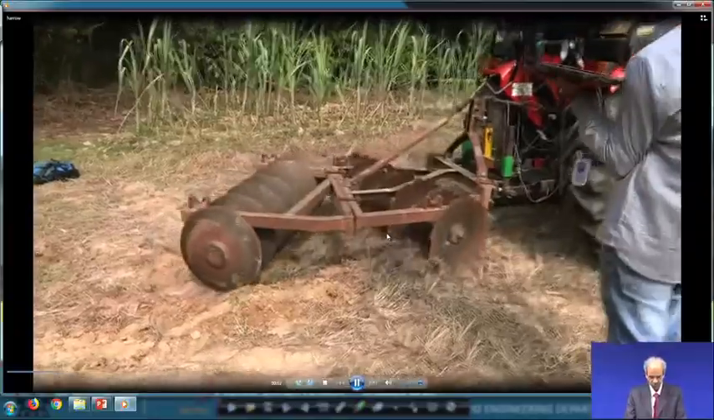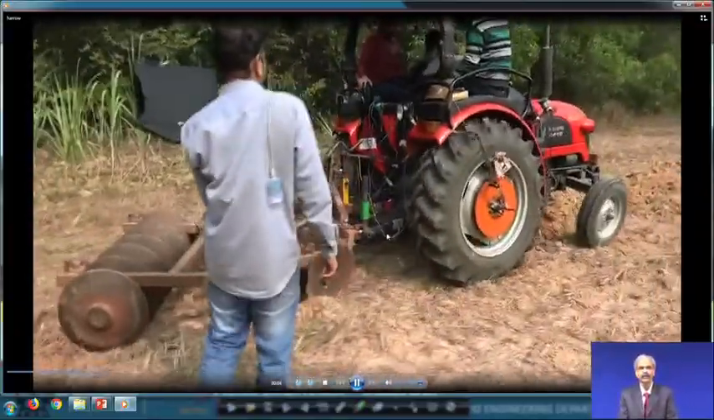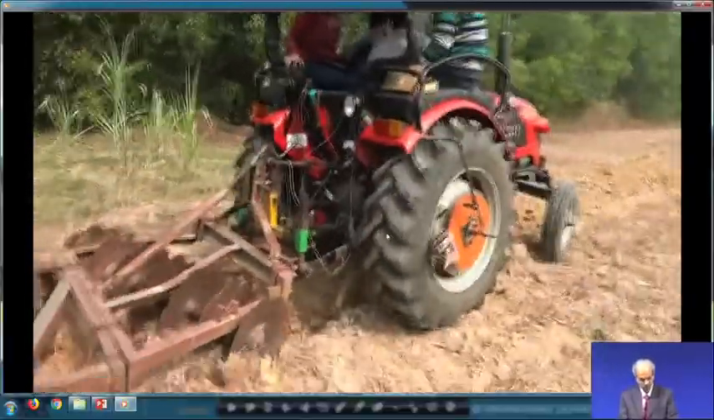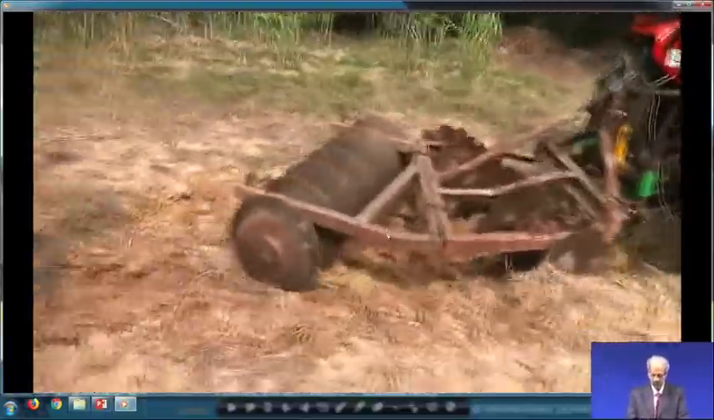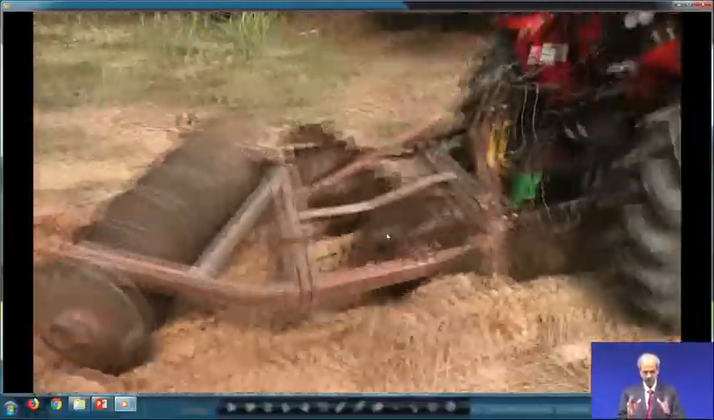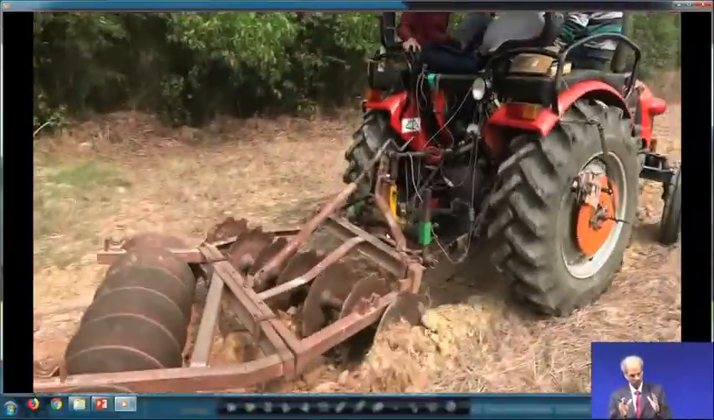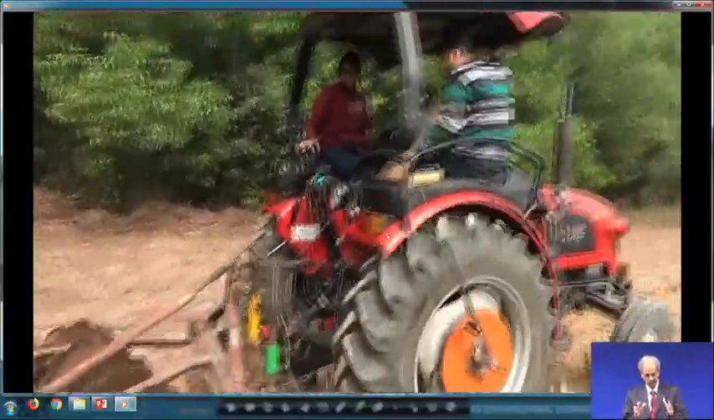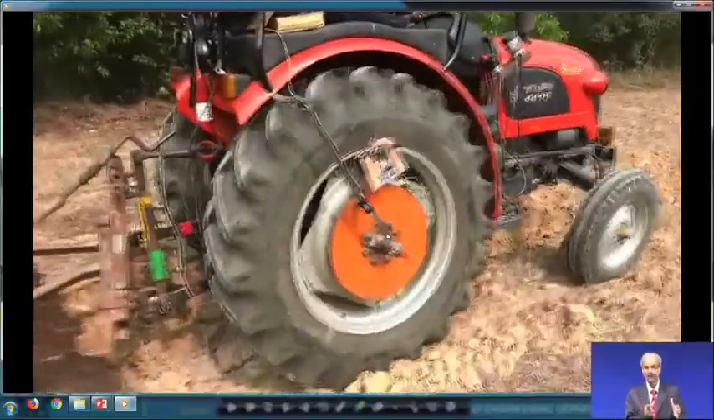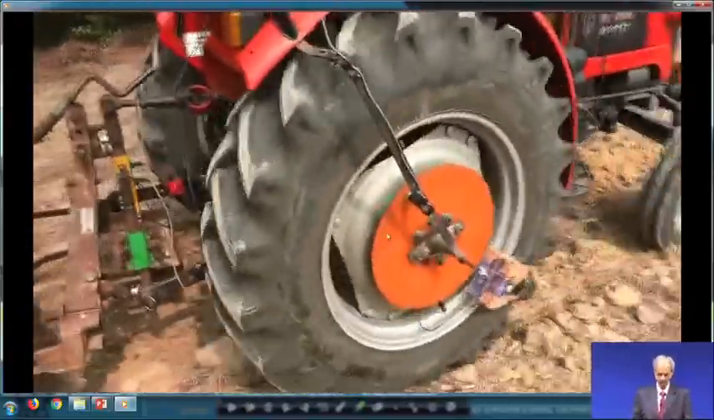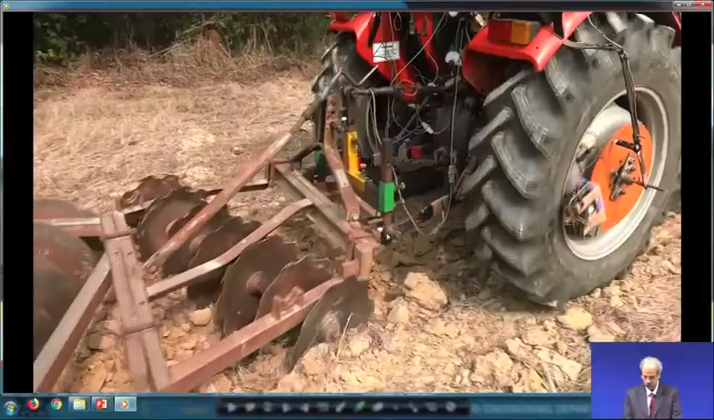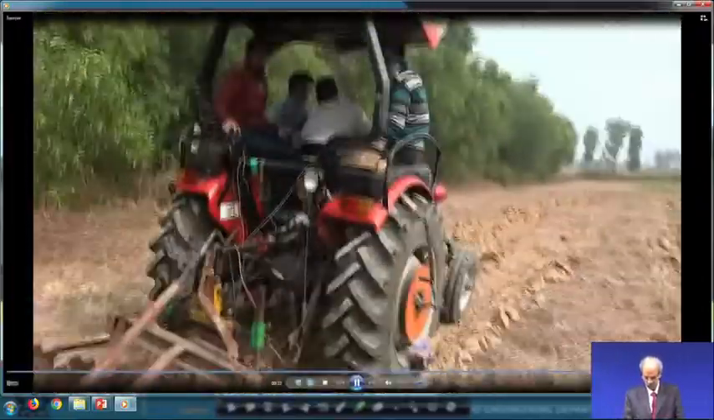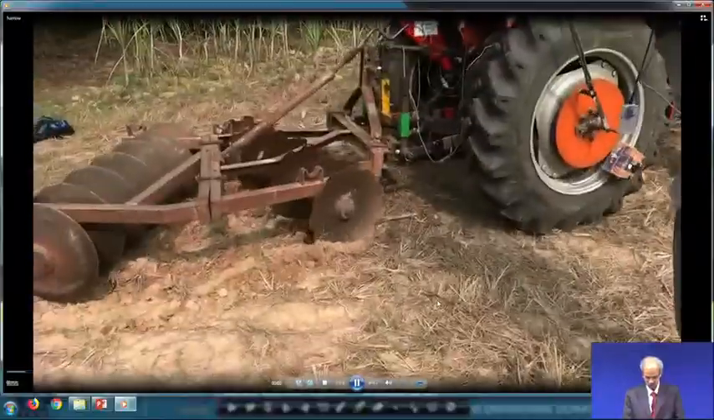Similarly, you can see this for a disc harrow, and see the arrangement here. The same instrumented tractor has been used, and all these arrangements are the same, only the implement has been changed. Just to demonstrate to you that it is possible to measure these forces using any equipment or implement which is connected to the tractor. All these details are there. You can see where it is.